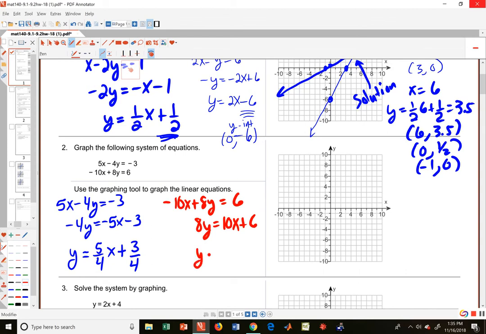We divide by 8. We get 10/8 x plus 6/8. Now, that's not reduced, so let's reduce this. Now, 2 goes into 10 5 times, so this would be 5/4 x. 2 goes into 6 3 times, and into 8 4. Interesting. These are the same line. And that is a situation.